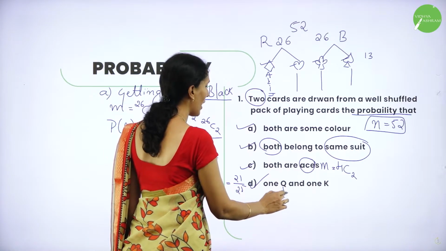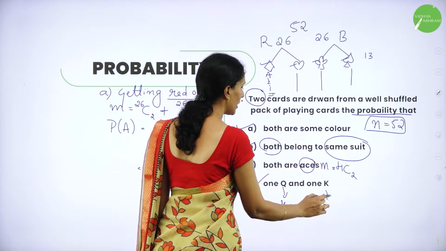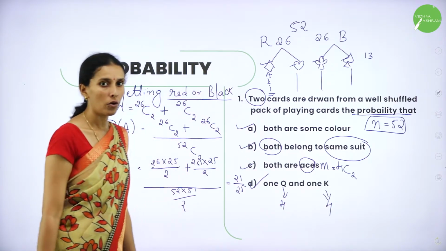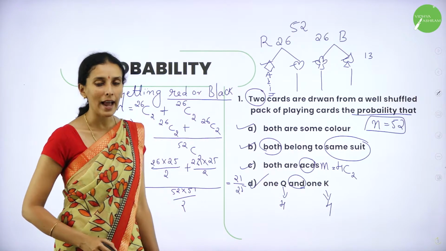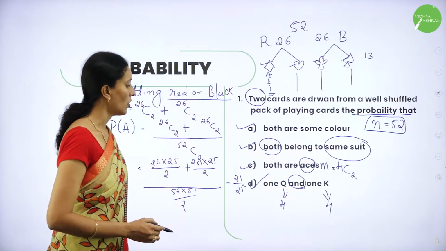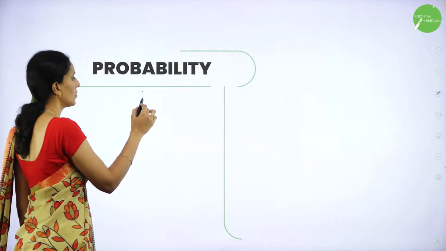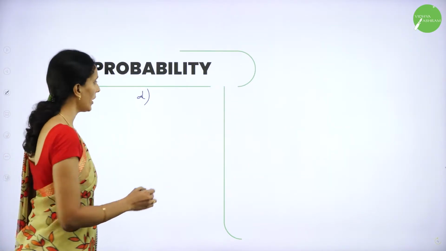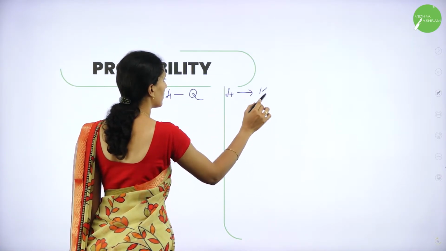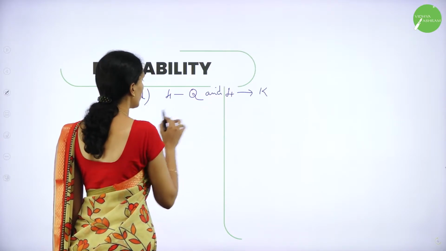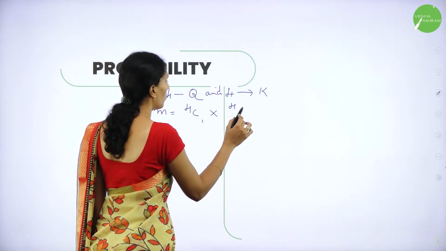So how many Qs do you have? You have 4 Qs, that is 1 Q in each suit, and 1 king in each suit. So totally 4 you have. So it is 1 Q and 1 K. Remember the word and represents multiplication. So you are supposed to choose 1 queen card and 1 king card. So choosing 1 king and 1 queen, I have 4 queens and 4 kings. So and is given in between. So therefore my M is 4C1 into 4C1.